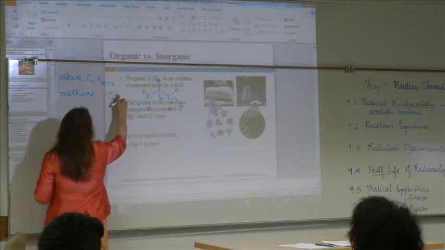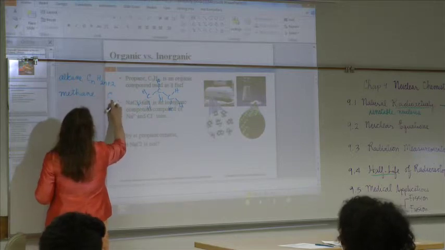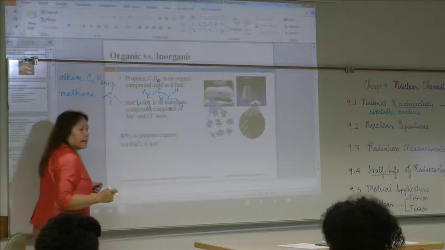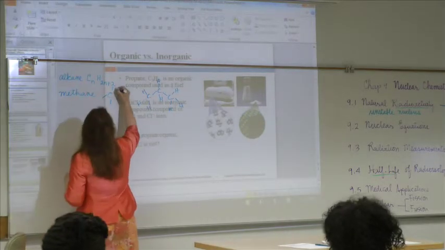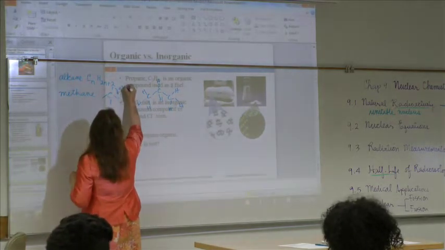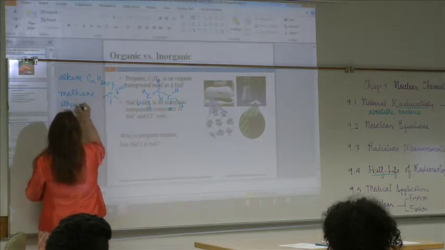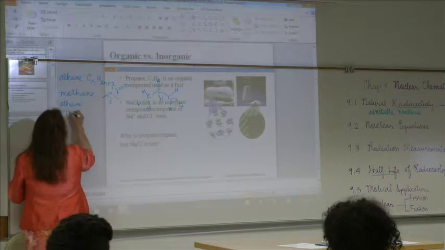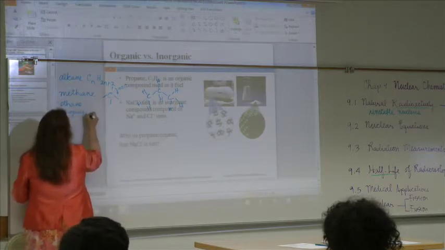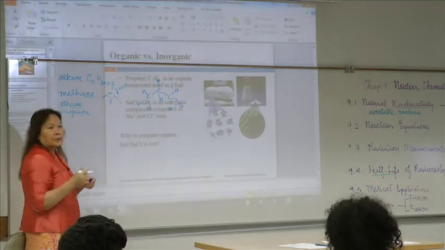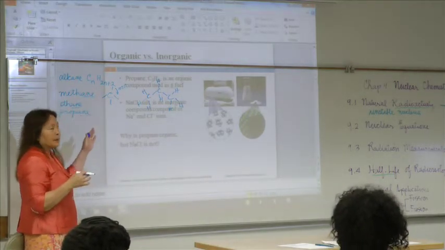But it's not really 90 degrees. It's more like this, 109.5, right? So then we have ethane and then propane. So when you look at this, you see the pattern, right? That's part of our scientific method. Make observations, look at the pattern.